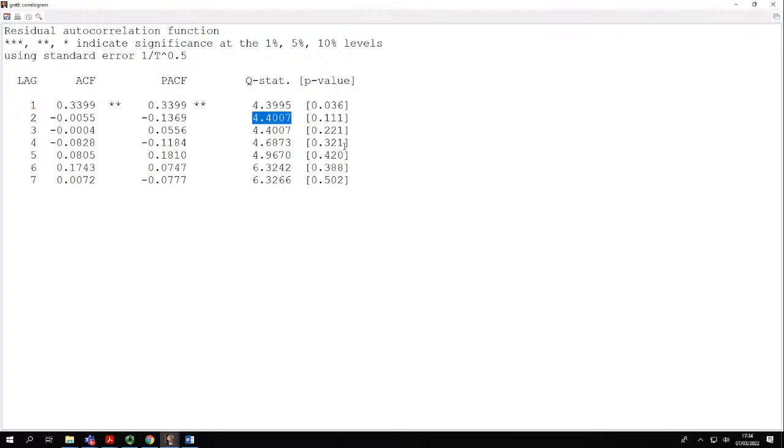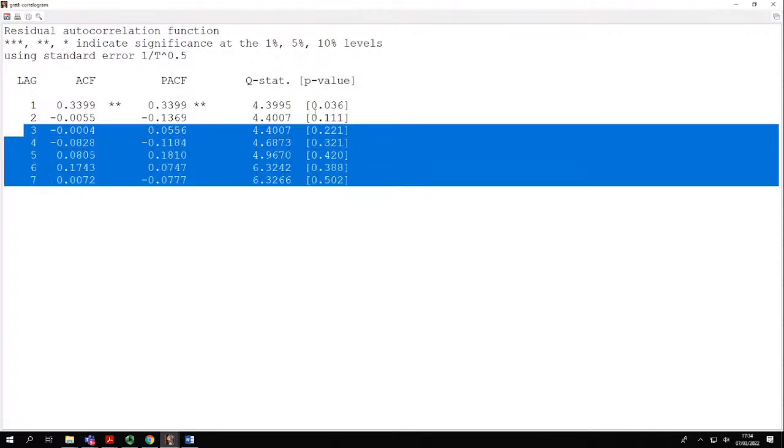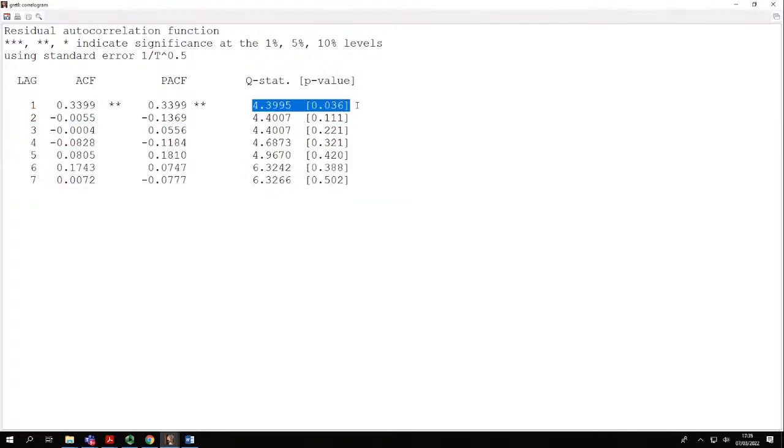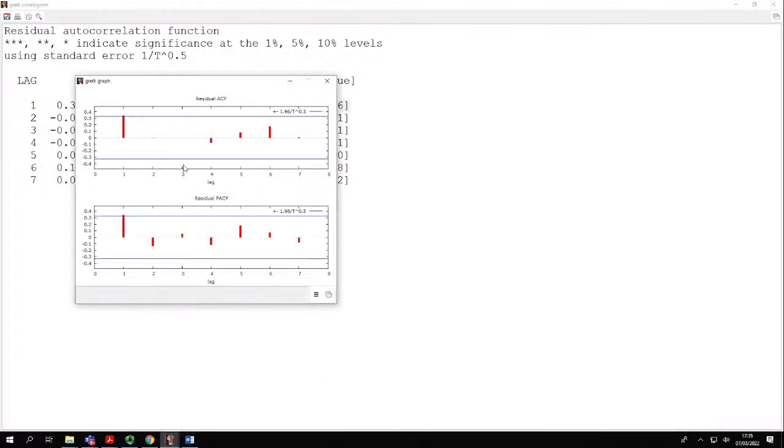If you go on, you are testing that 3 correlations are equal to 0, and so on. So you immediately realize from the Q statistic reported here that basically we only have a problem of correlation at lag number 1. The p-value is not very, very small; it's between 1% and 5%, but it's less than 5%. So we do have a problem, and it is also confirmed by the fact that the first bar seems to cross, even if just marginally, the blue line.